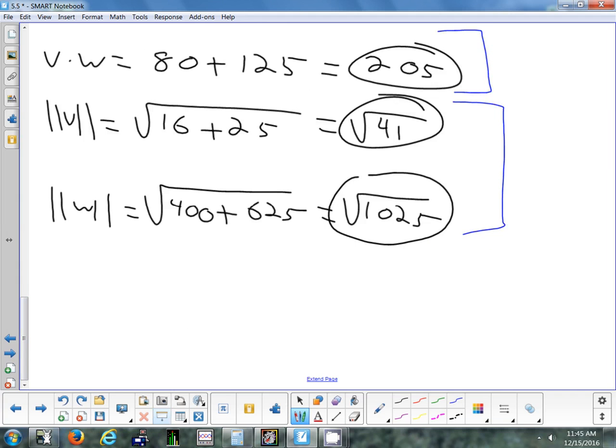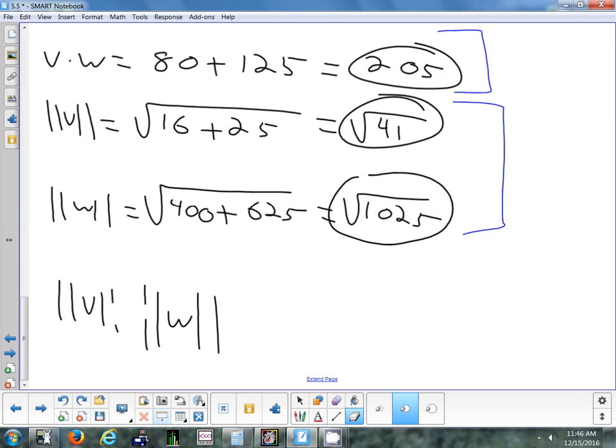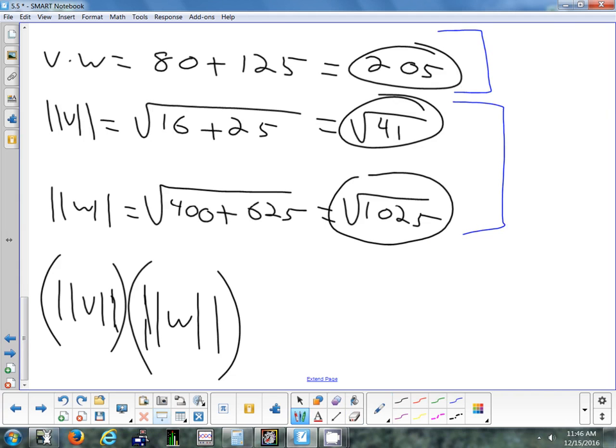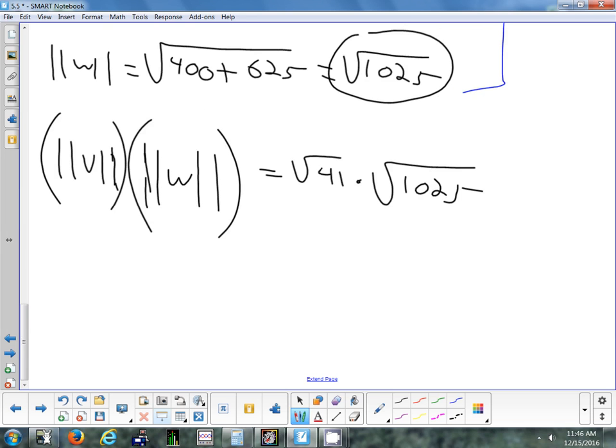All right, so let's see what it comes out to. Let's take the magnitude of V times the magnitude of W, and you know what? I'm going to write it with parentheses. So I'm just taking magnitude V times magnitude W. Okay, that's the denominator that I'm trying to see if it comes out the same as 205. Okay, so square root 41 times square root 1025.